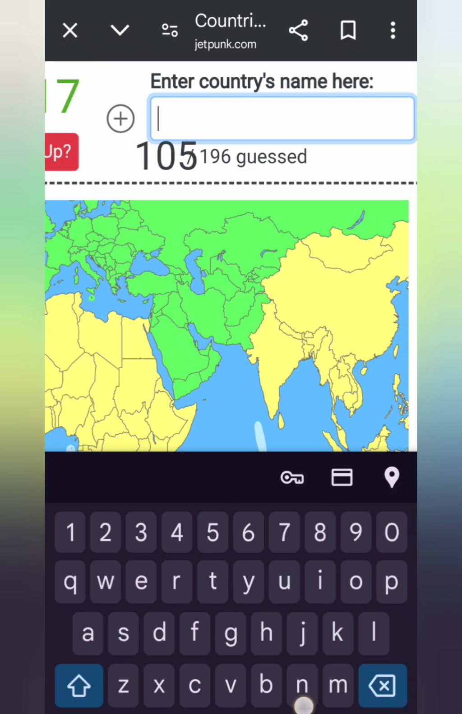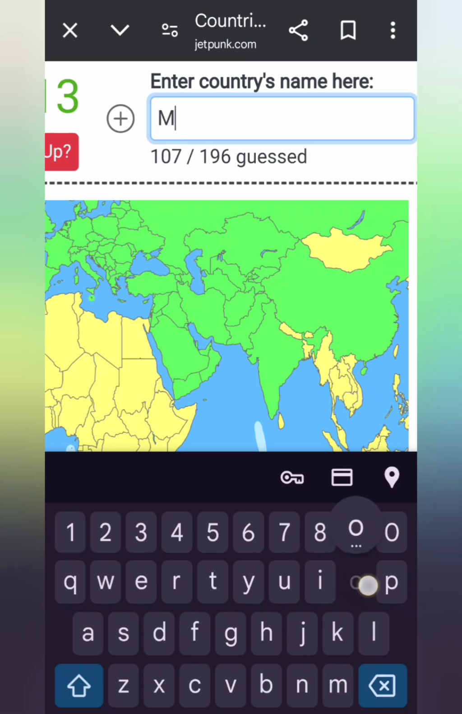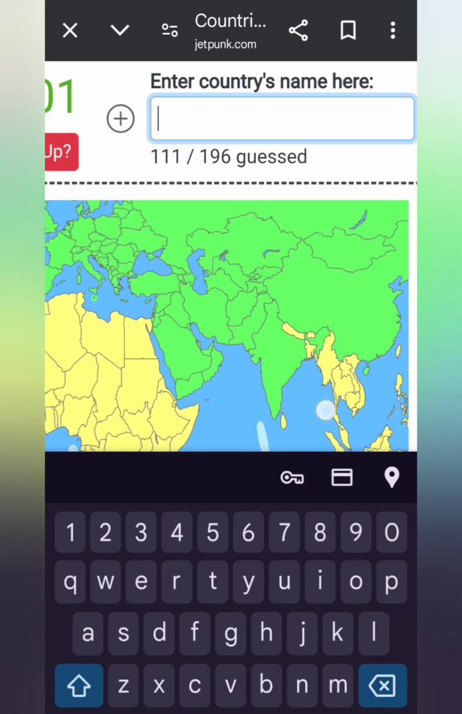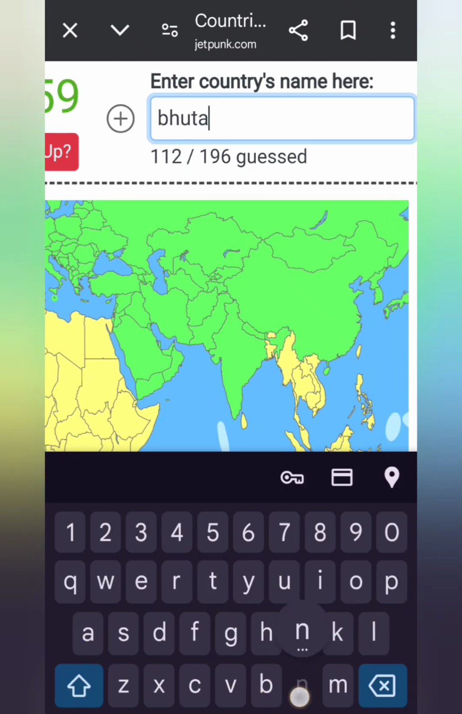Next to Afghanistan, Pakistan, then India, China. Above that, Mongolia. Next to China, it's North Korea, then South Korea, then Japan. India's neighbors: Nepal, Bhutan, Bangladesh. Next to Bangladesh, Myanmar. Myanmar's neighbor Thailand. Then Laos on top, and at the bottom it's Cambodia.